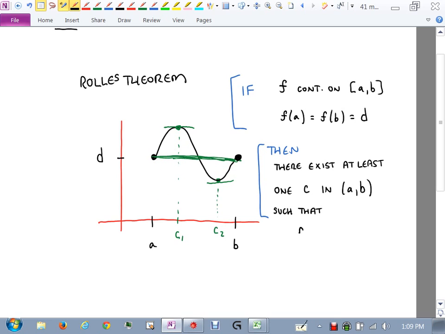Such that the derivative of the function at C will be equal to what? The slope of this line? What's the slope of this line? 0. Won't that always be 0? If the two endpoints are the same, I connect them with a straight line, that's always 0. The slope of that line is 0. So there's at least one point in there where the slope is 0 also.